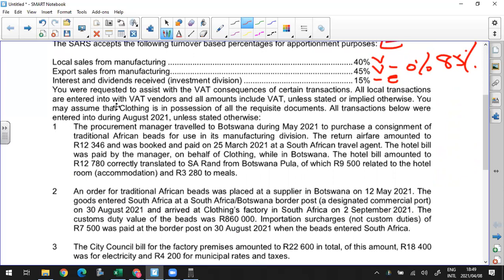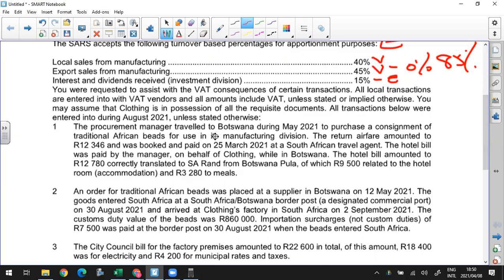So guys, what I need you to bear in mind with this question as we go through it is that you need to ask yourself: are you doing manufacturing? Are you doing investments? Or are you doing both? Because if it's manufacturing, you claim 100% of the VAT. If you're doing interest and dividends, you claim no VAT. And if you're doing a combination of both, you're going to claim 85%. But I'm going to show you now in the question.